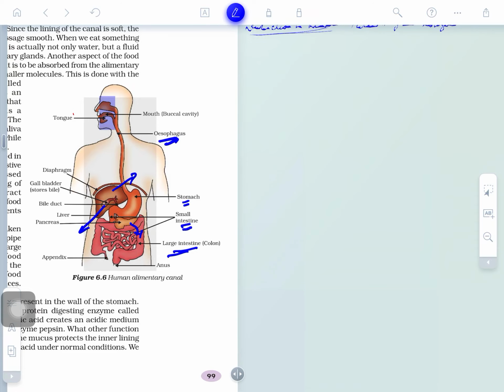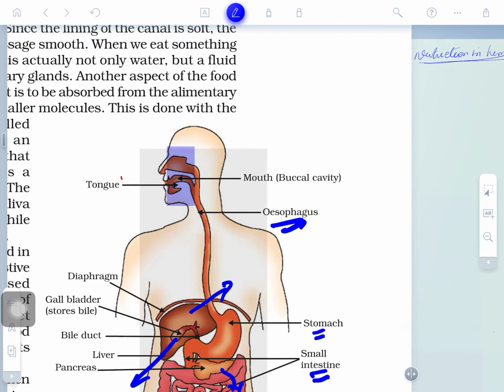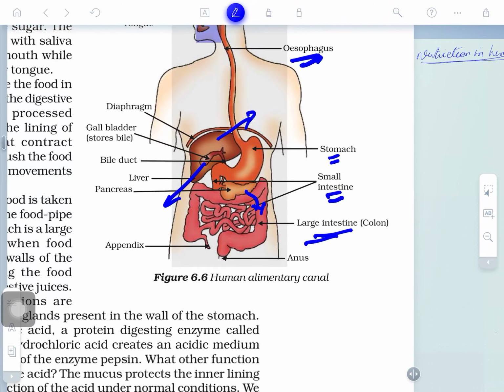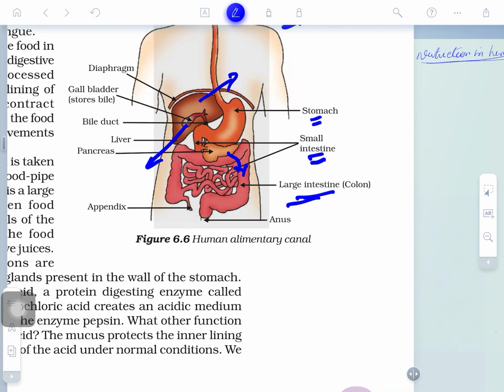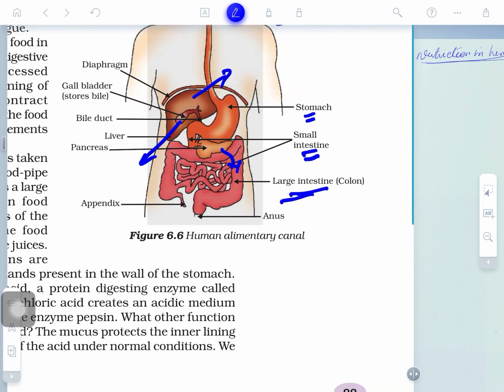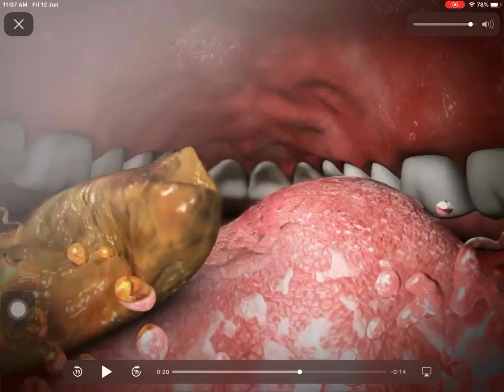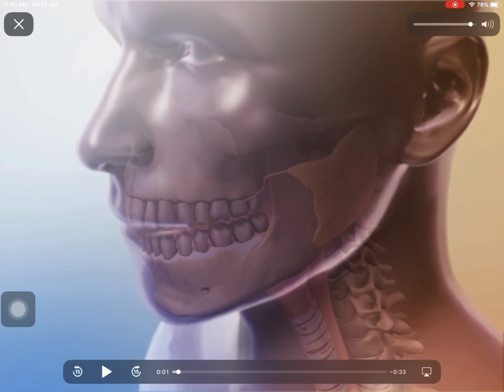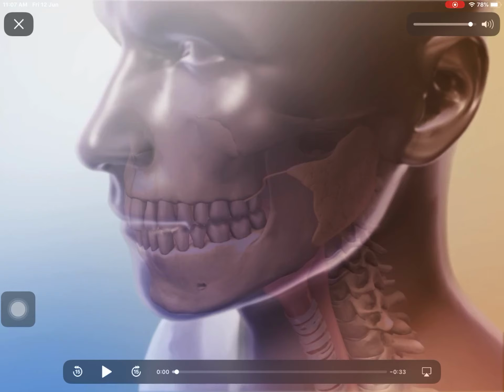What is the working of the esophagus? The working of the esophagus is to deliver the food from the mouth to the stomach, and later from the stomach the food is delivered into the small intestine, further into the large intestine, and the undigested part is stored in the large intestine. Okay, so one by one, first we will see the human physiology, how actually this happens. This will help you to understand it. Okay guys, right now please see this.